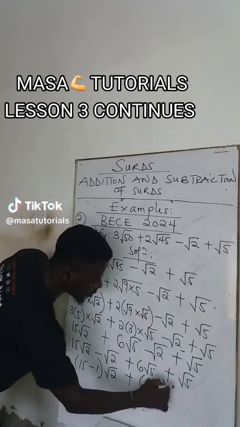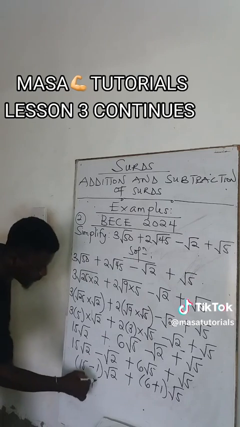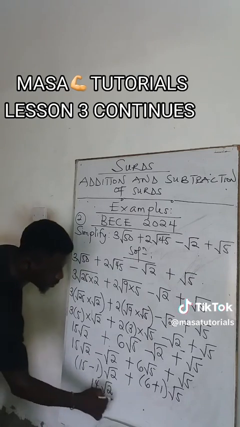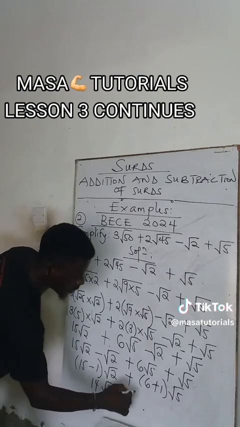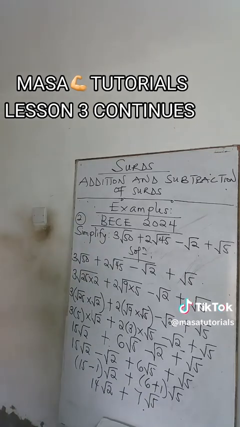6 plus 1. Then we take 1 of the square root. 15 minus 1, we have 14 square root of 2. Then plus 6 plus 1 is 7 square root of what? 5.